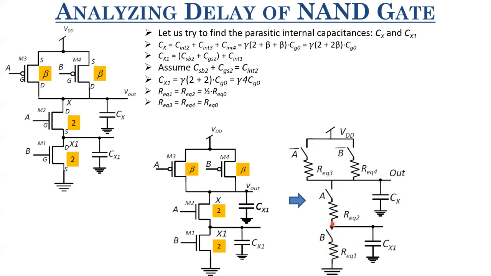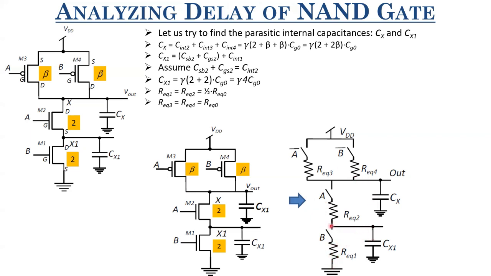So in these cases, what happens is internal load capacitances also come into the picture. Because here we are not only discharging the load, we have to first discharge this CX1. Once A equals B equals 1, first this will be discharged and then this will be discharged. Or are they discharged in parallel, right?